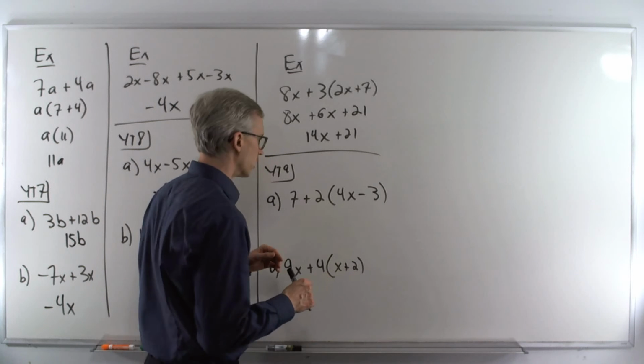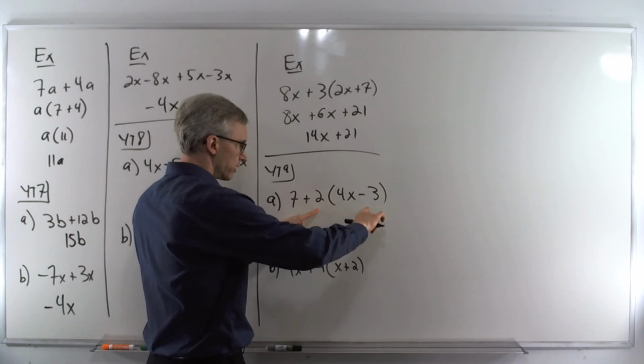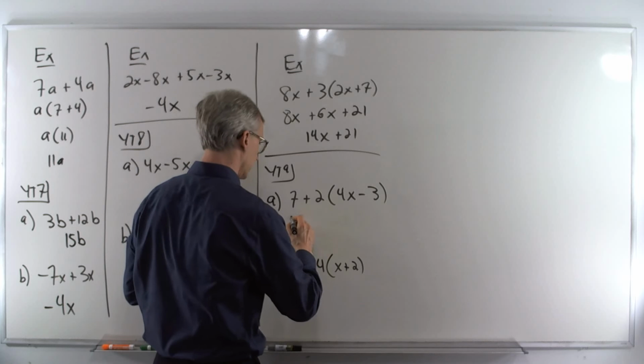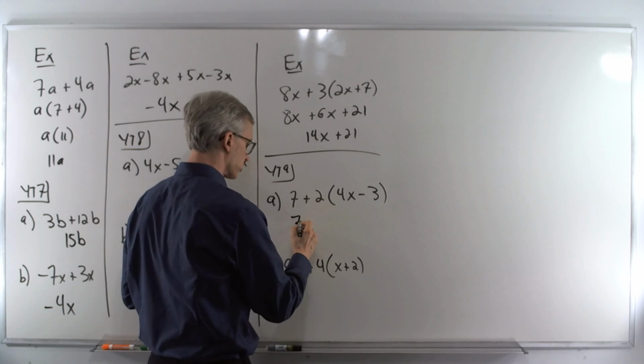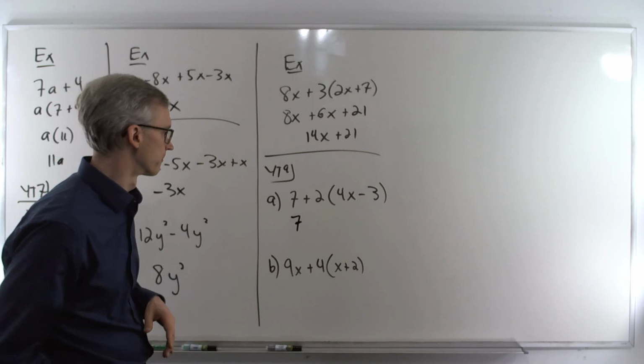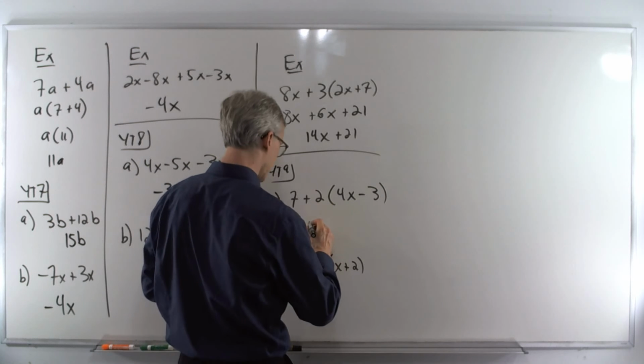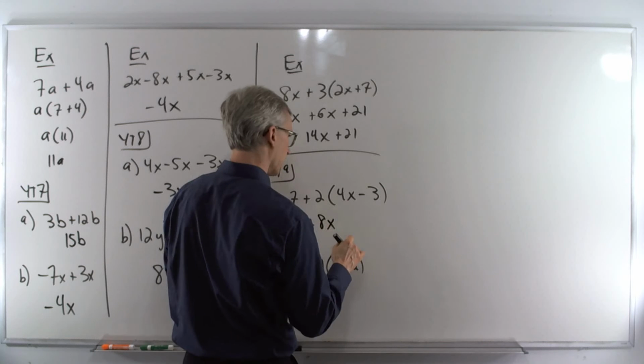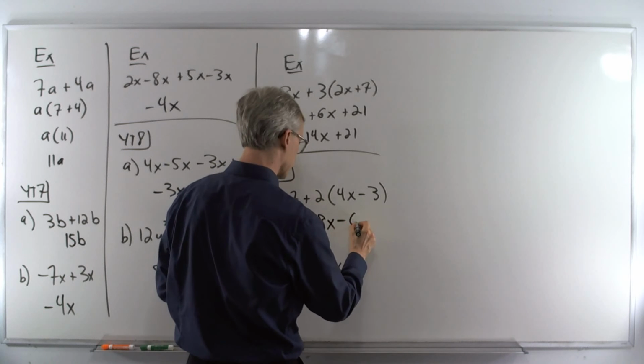Part A. All right, we'll start with distribution. The 2 into these parentheses, leaving the 7 there. I usually like to start by writing down things I'm not working on. That way I don't forget them. All right, now 2 times 4 is 8, so that's 8x. And then 2 times -3 is -6.